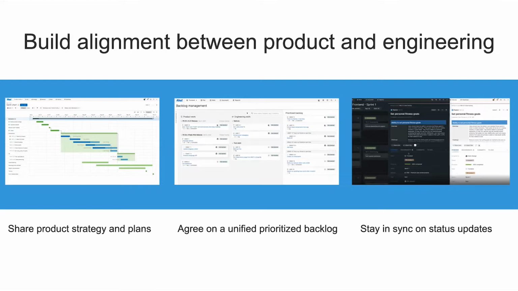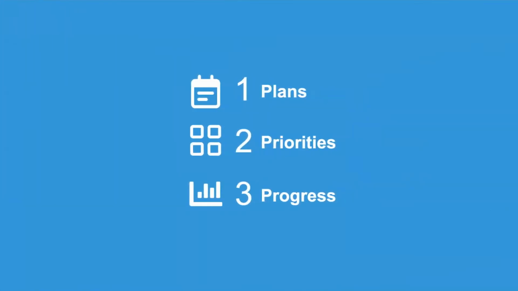Finally, product managers need to understand how the plans are being executed by engineering and get real-time insight into progress being made. Ideally, engineering work status should sync seamlessly back to product managers, so everyone is clear on how plans are moving forward. So to recap, the core components of staying aligned are sharing strategy and plans, aligning on a single prioritized backlog, and keeping everyone in sync automatically as engineering delivers work.